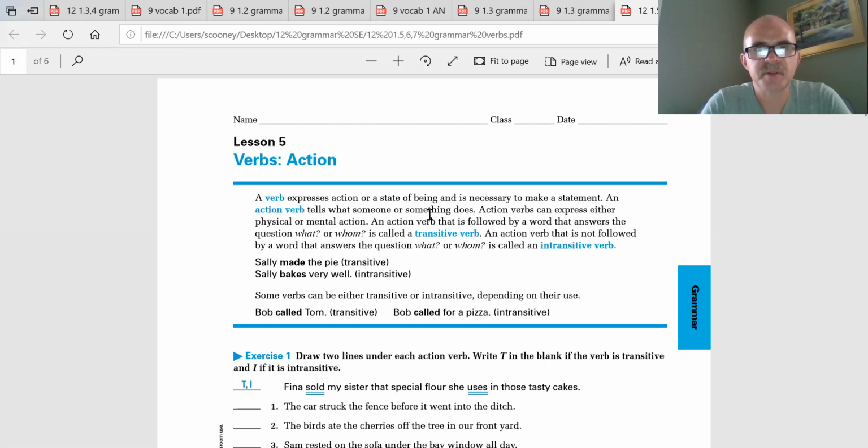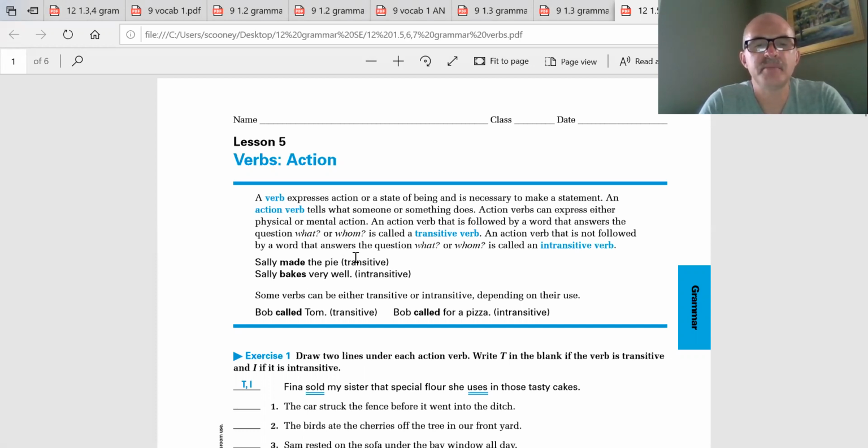An action verb tells what something or someone does. It can express mental or physical action. Action verbs followed by a word that answers the question what or whom are called transitive verbs. Does it act upon something or someone? If it does, then it's transitive. It has what's called an object. An action verb that is not followed by a word that answers the question what or whom is called intransitive.